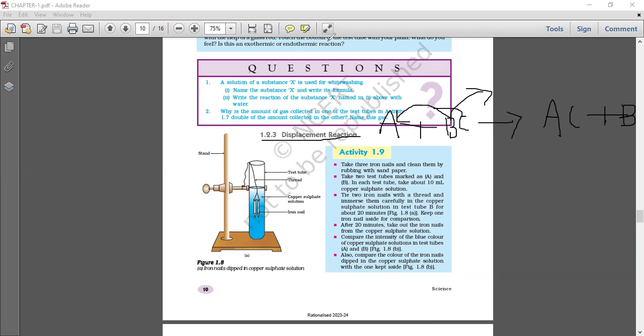There are four types of reactions. This is displacement, and after that we study double displacement. If you consider A as one atom, B as another atom, C as another atom, how many atoms are there in total? Three atoms. And how many atoms are displaced? Only C, that is one. So if only a single atom is displaced in a chemical reaction, it is called a single displacement reaction.